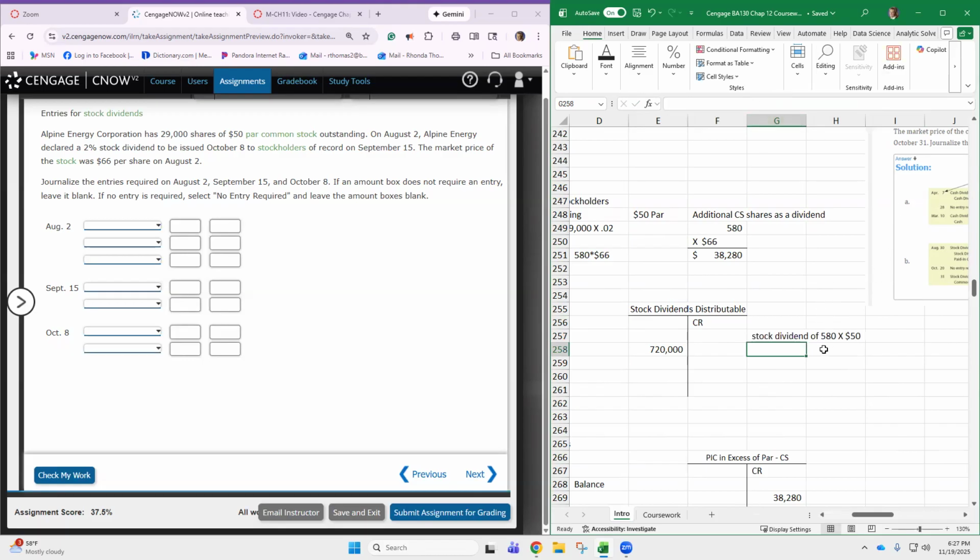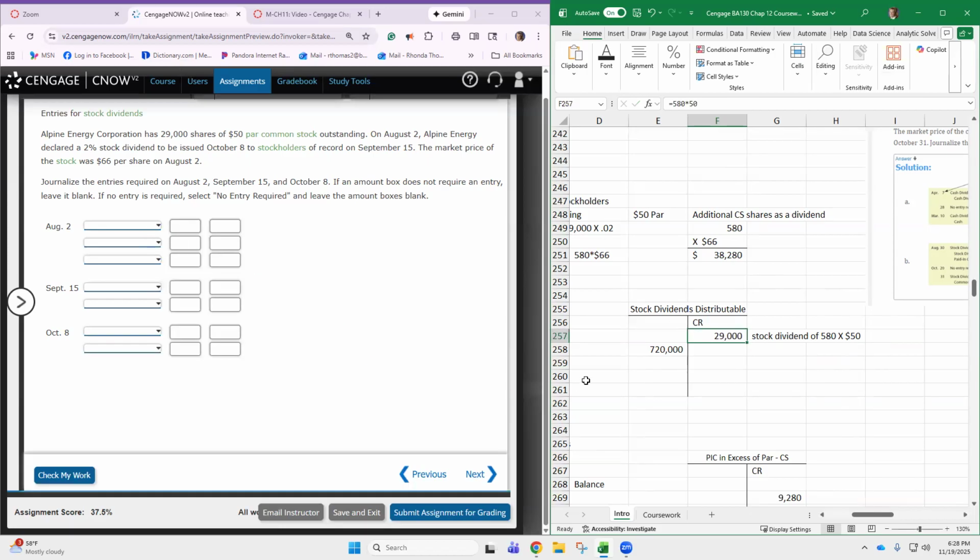All right, so we're gonna take 580 shares times 50, because we're going to make this a distributable amount. But we can only go up to the par. So 580 times 50 is going to be $29,000.